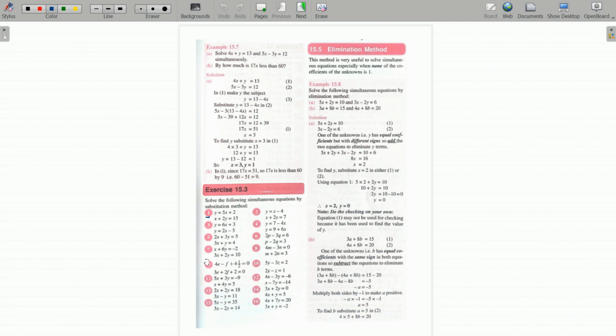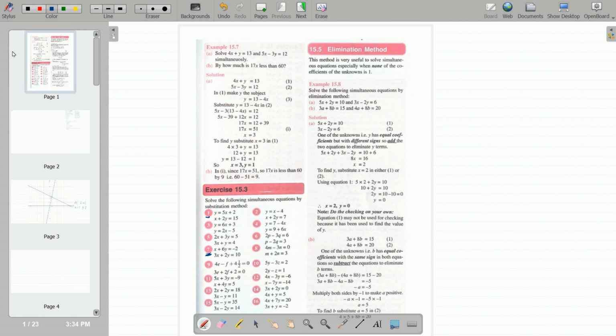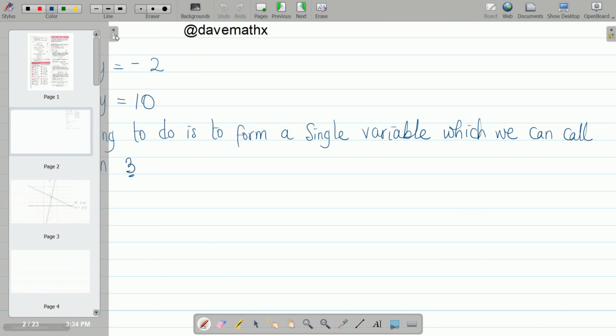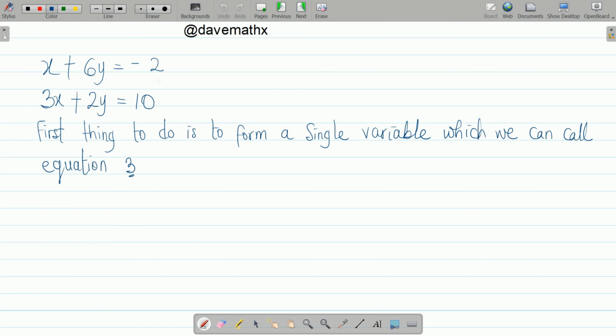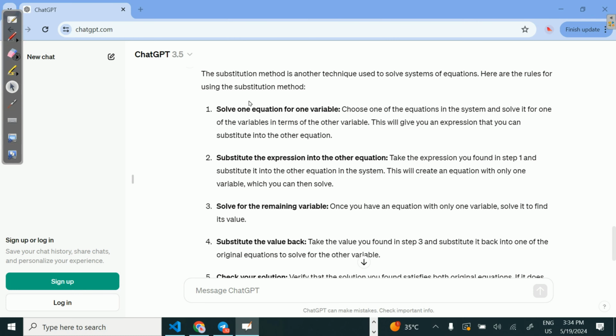I will pick another question, and that will be question 7. X plus 6y equals minus 2. 3x plus 2y equals 10. The first thing to do is to form a single variable which we can call equation 3.